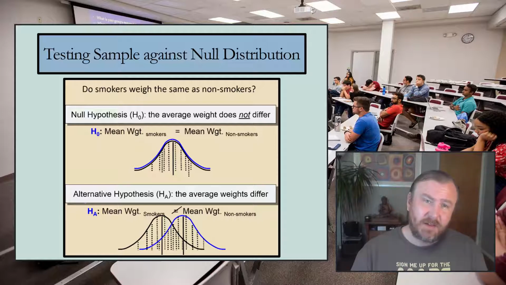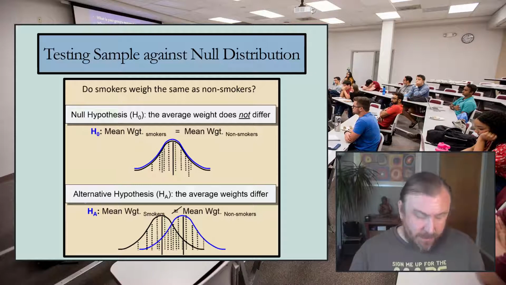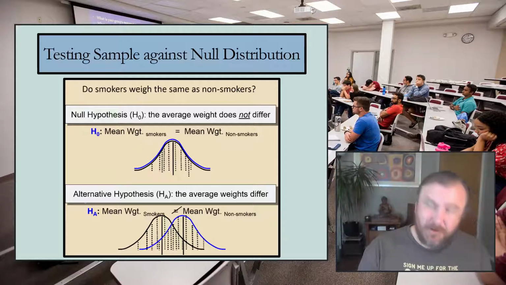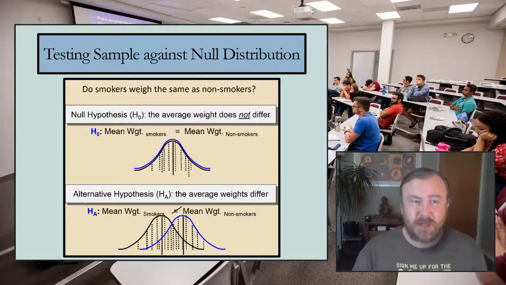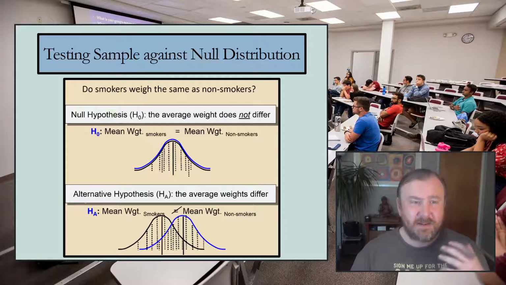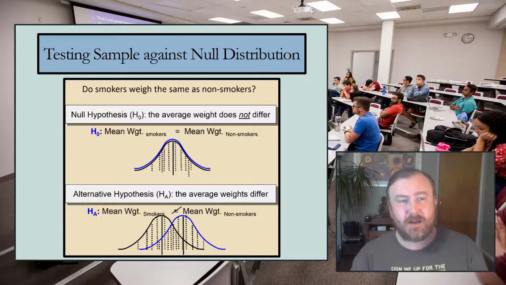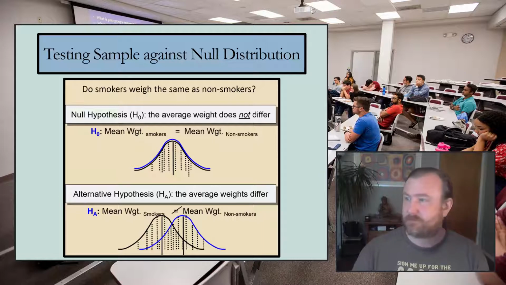However, if you go collect the data and it shows that in fact people who smoke weigh significantly less than people who don't smoke, because smoking is an appetite suppressant, and that mean is so different from the population mean of the null hypothesis that there's no difference, then we would say we reject the null hypothesis and suggest that the average weight of smokers is different from the average weight of non-smokers.